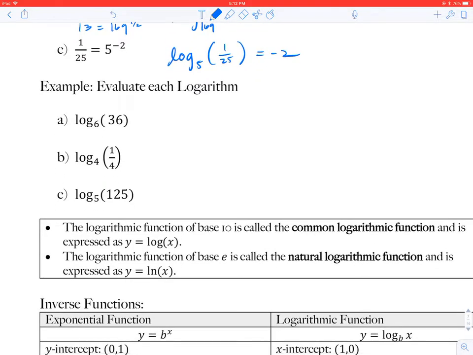And we can evaluate logarithms. So I like to think of it, okay, log base 6 of 36. So I go, 6 to what power is equal to 36? So I almost rewrite it in its equivalent exponential form. That would be 2. 4 raised to what power is equal to 1/4? Well, that would be -1. 5 raised to what power is 125? 3.